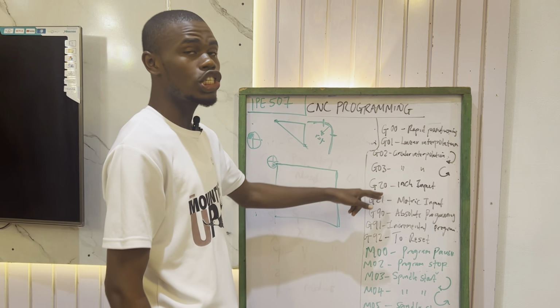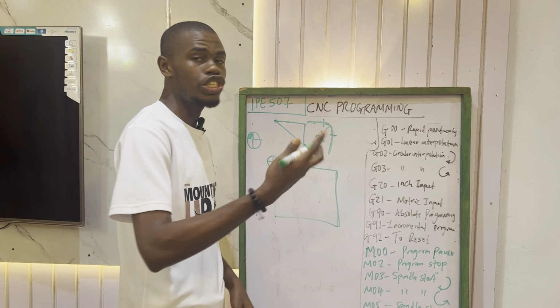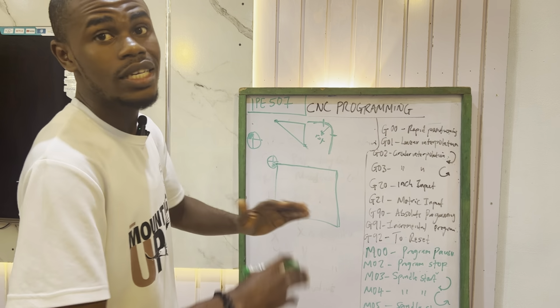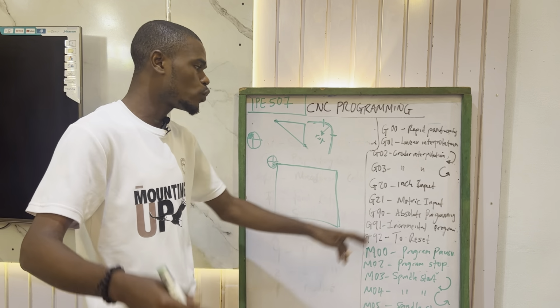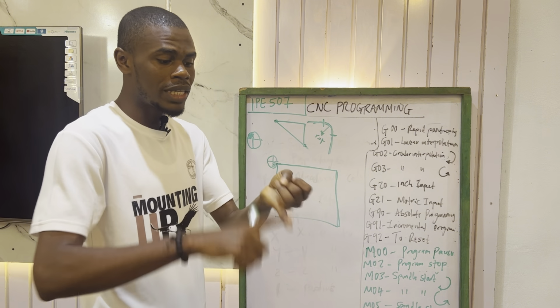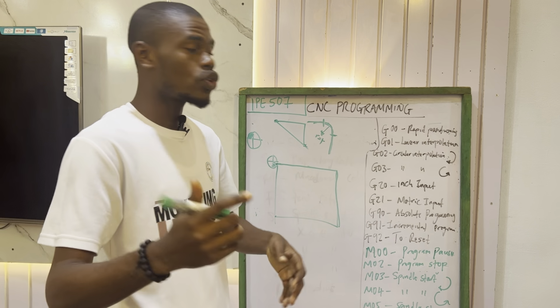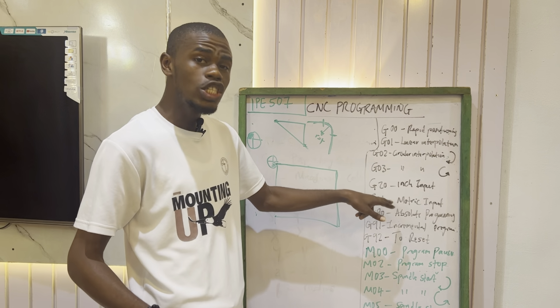So going forward, G20. G20 is for inches input. Assuming what they ask you to work on is graduated in inches, you know we are working with G20. But most often they'll be giving you stuff in meters, millimeters, centimeters. All those are called metric units. So we use G21 for them.